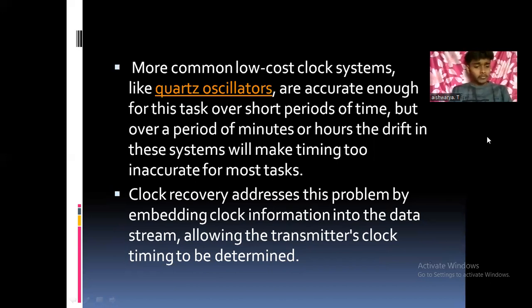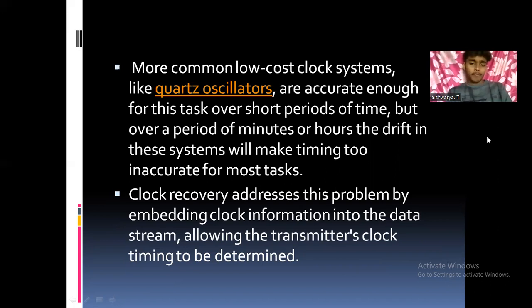Clock recovery addresses this problem by embedding clock information into the data stream, allowing the transmitter's clock timing to be determined. More commonly, low cost clock systems like quartz oscillators are accurate enough over a short period of time, but over minutes or hours, the drift in the system will make timing too inaccurate for most tasks.